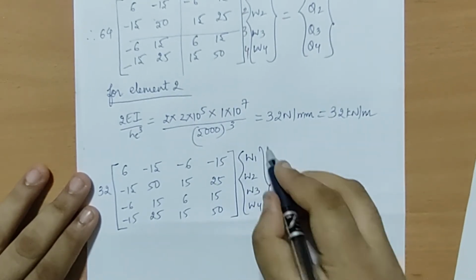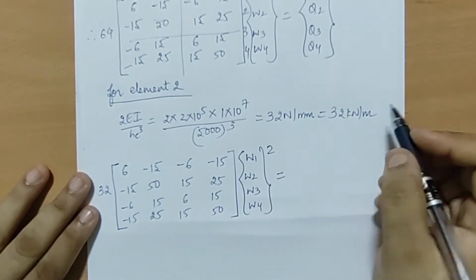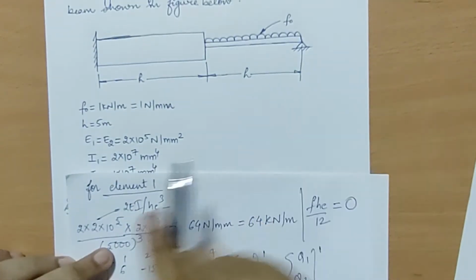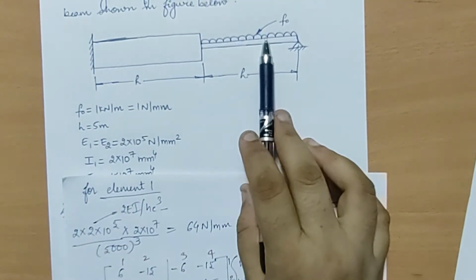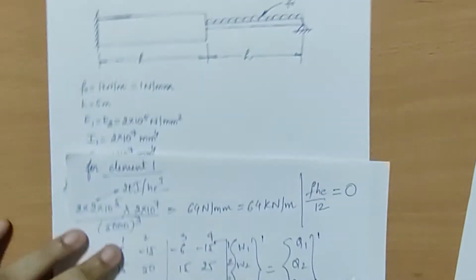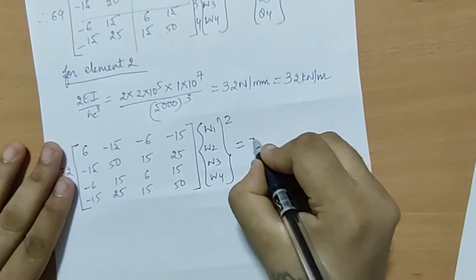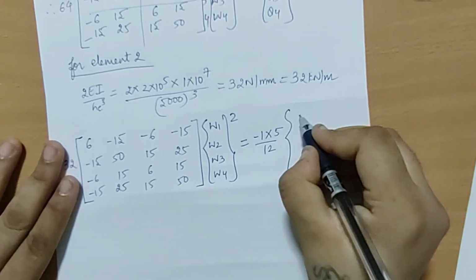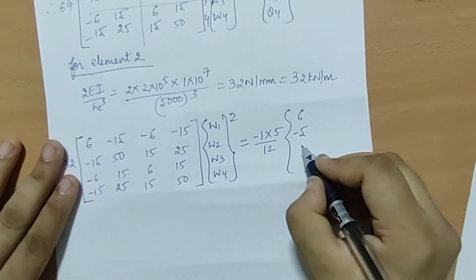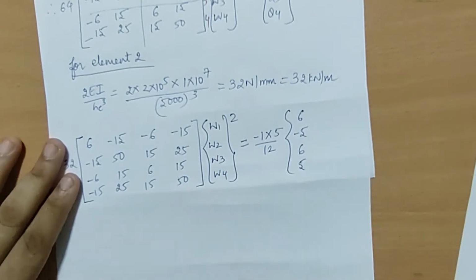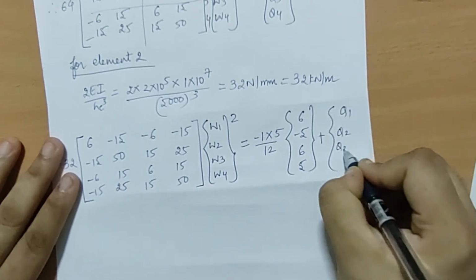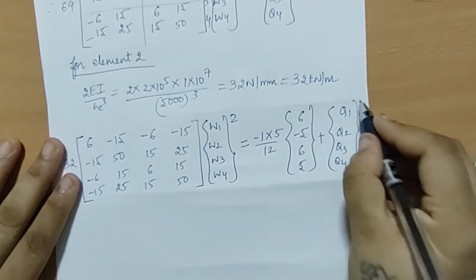Here I'll write raised to 2 is equal to, for the second element, when I have to write FHE by 12, the value of F for the second element is given as 1. Since it is in the downward direction, I'll take a negative sign. So this value will be minus 1 into HE is 5 upon 12, and the bracket is 6 minus HE, 6 HE. Then I'll have plus Q1, Q2, Q3, Q4 raised to 2.